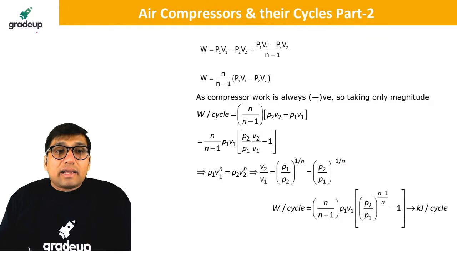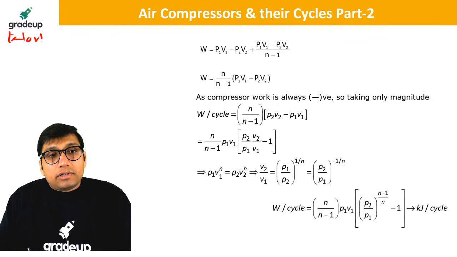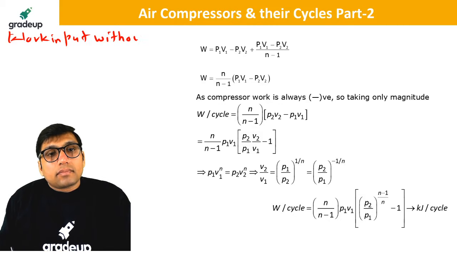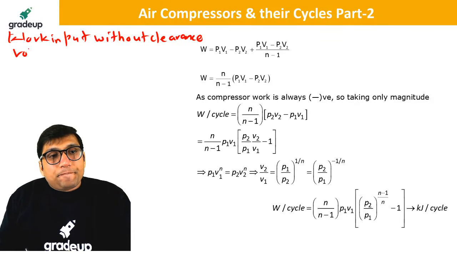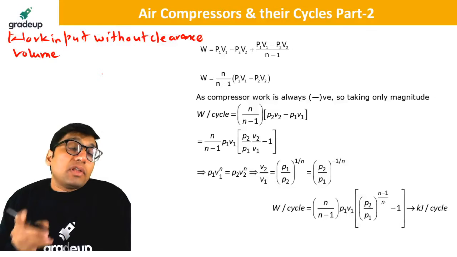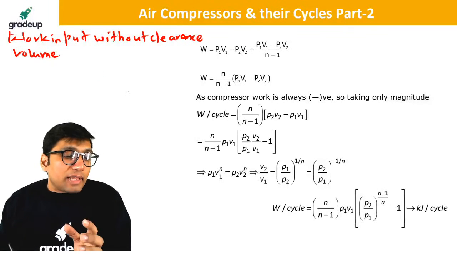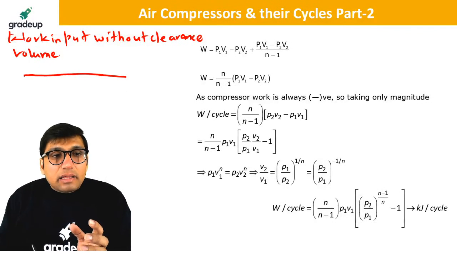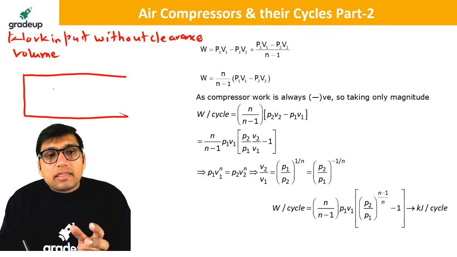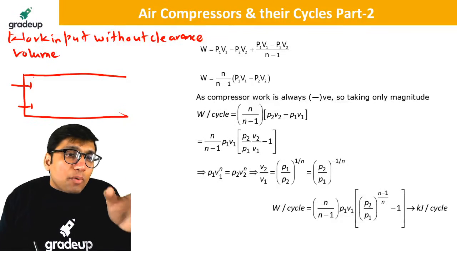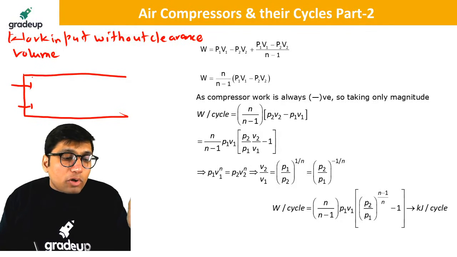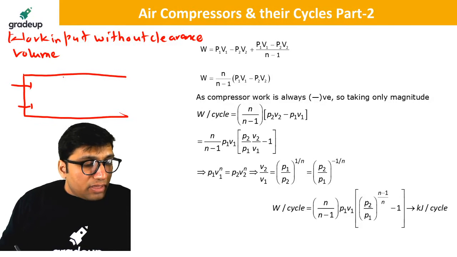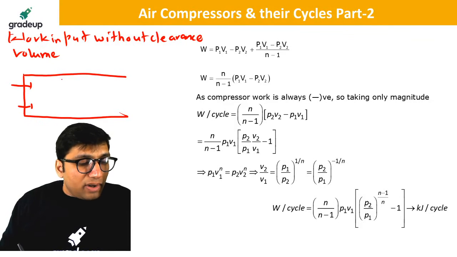Now there are two cases in the case of compression. One is work input without clearance volume, and the other is work input with clearance volume. What is the meaning of clearance volume? As you know, these compressors are like a reciprocating cylinder. In reciprocating engines or cylinders, we leave some amount of space.